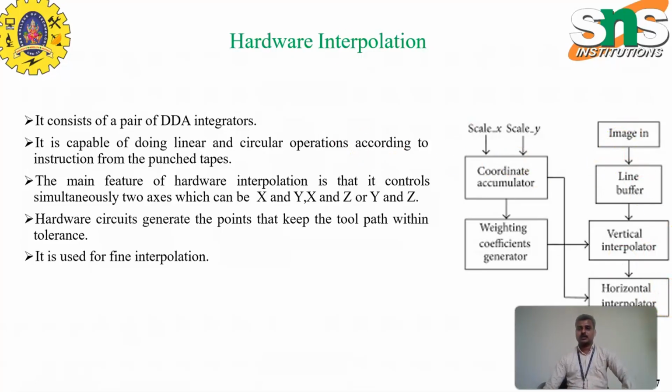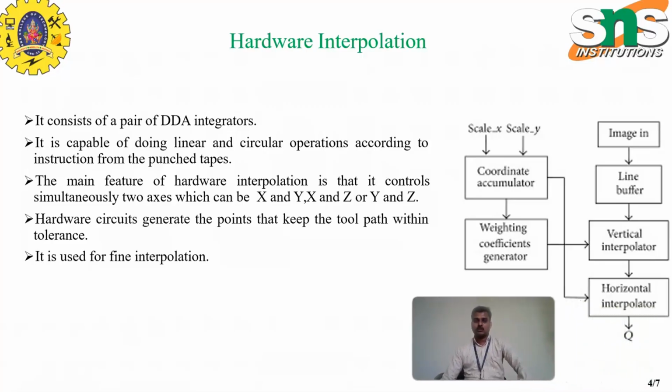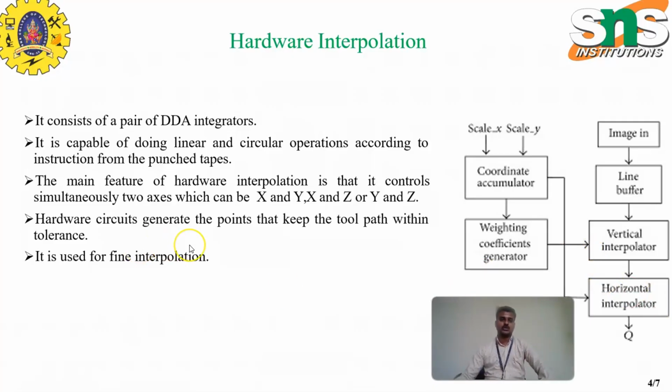This is the schematic diagram: the image input and the line buffer, vertical interpolator, and horizontal interpolator. The coordinate accumulator connects to the horizontal interpolator to find the axes X and Y, and the weighing coefficient is generated. It is used for the fine interpolator. This is about hardware interpolation, which is very major and used in the CNC, computerized numerical control, interpolation system.